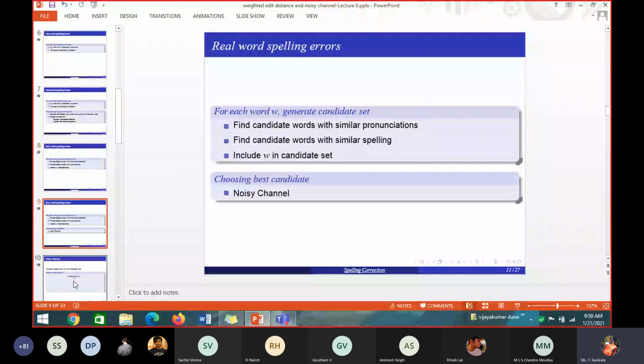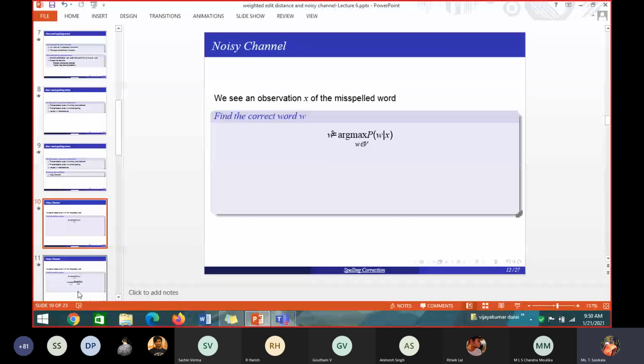So you are using a noisy channel method, that is a probabilistic method. What is the noisy channel method? Here X is what I told you. Is X a correct word or an incorrect word? I told two characters, please be active students. You have to tell me what X represents and what W represents. X represents the incorrect word or misspelled word. And what does W represent? Correct word.